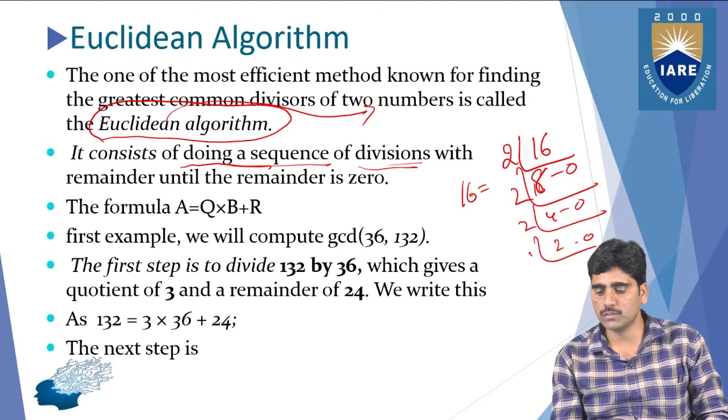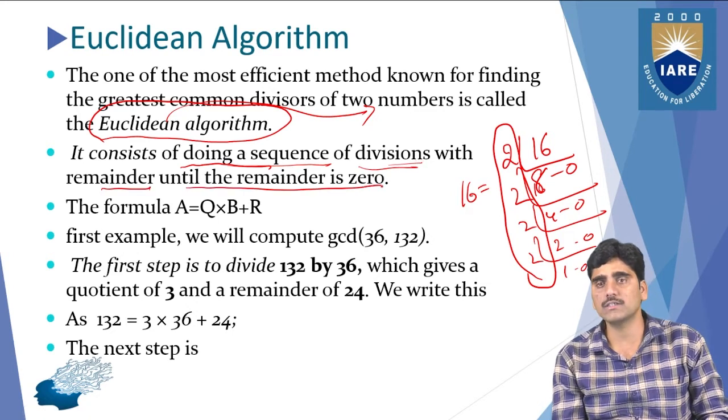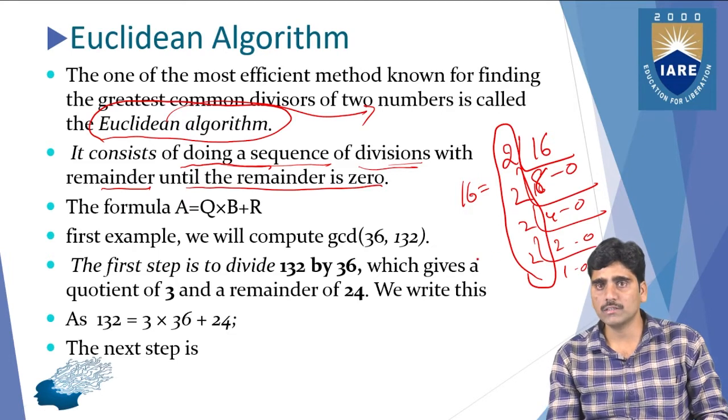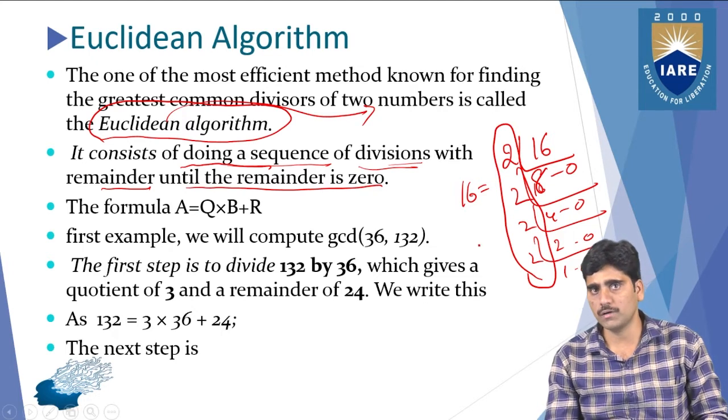2, 16, 2, 8, 0, 2, 4, 0, 2, 2, 0. So these are all a successive sequence of divisions. You are doing a sequence of divisions with the remainder until the remainder is zero. As soon as you get the zero, the value before the zero is the greatest common divisor.